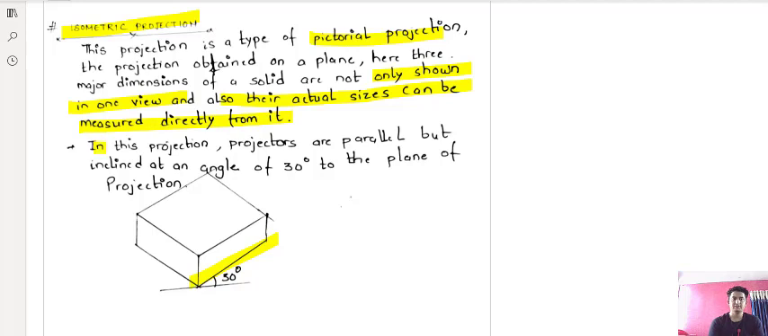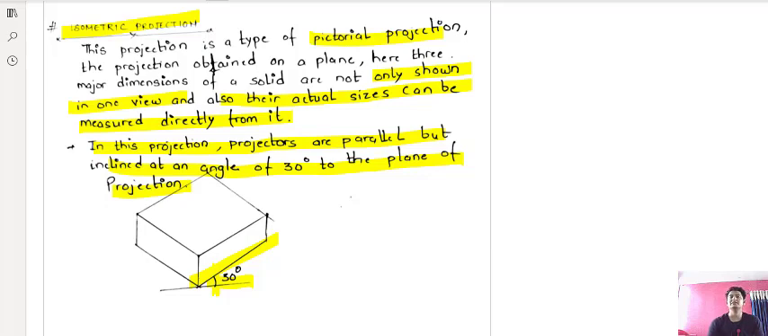In this projection, the projectors are parallel but inclined at an angle of 30 degrees to the plane of projection. So this is the plane of projection, and the projectors are parallel but inclined at an angle of 30 degrees to it.